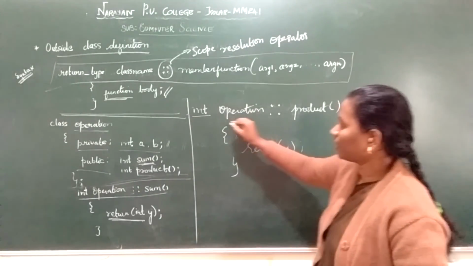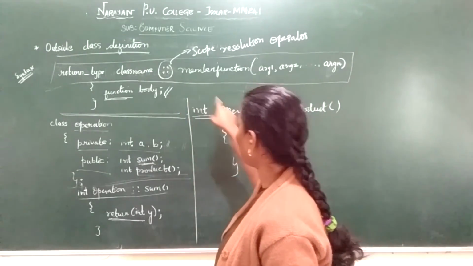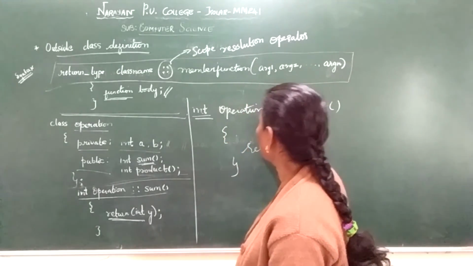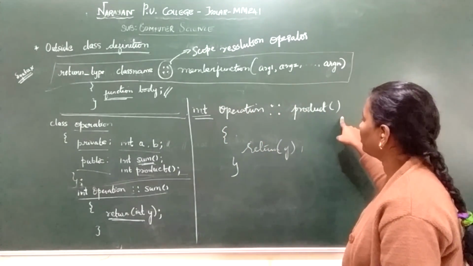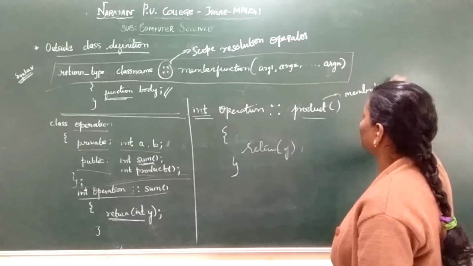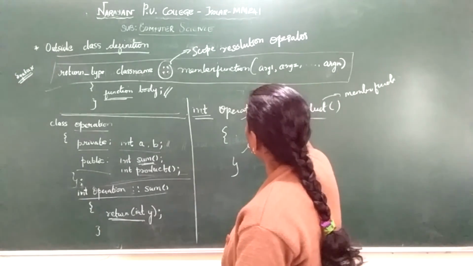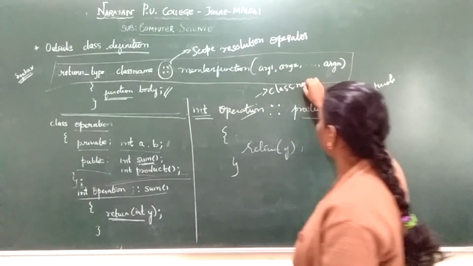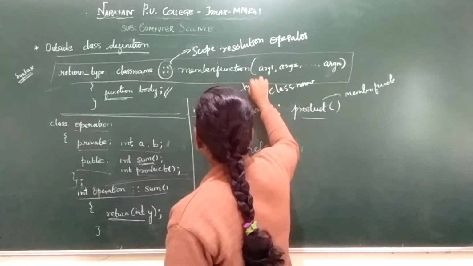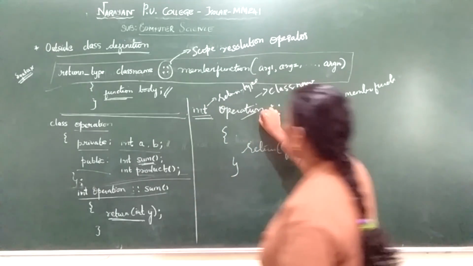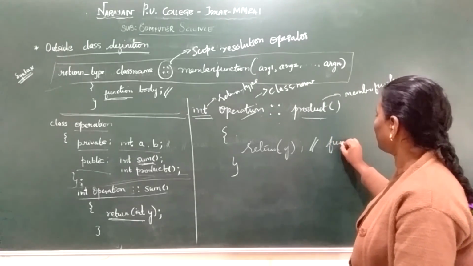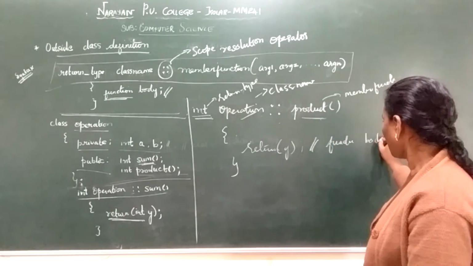So here again, when you are defining, you should give the return type, then the class name, Operation, then the scope resolution operator. Then this is my member function, which is product. Your return type usually will be your data type, so here it is integer, and then we have Operation, scope resolution operator, and your member function. Again here it will be your function body. So this is how we are going to define it.